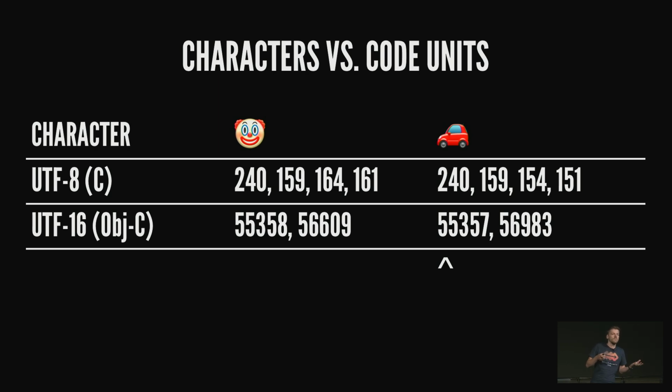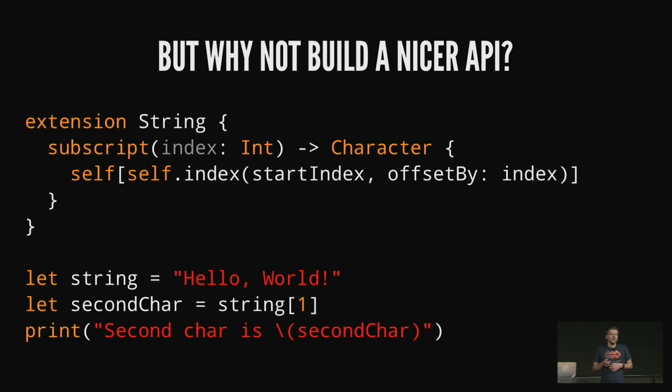And even in UTF-16, which Objective-C uses, it's using two 16-bit pieces for your clown. So when you ask for index 1, you're getting the second half of the clown rather than the next character. So I mean, fine, Swift has its reasons for making this complicated, but why not just build a nicer API around that? I mean, it's pretty trivial to wrap the horrible API in a nice, simple API and give it the same ergonomics as C gives you.